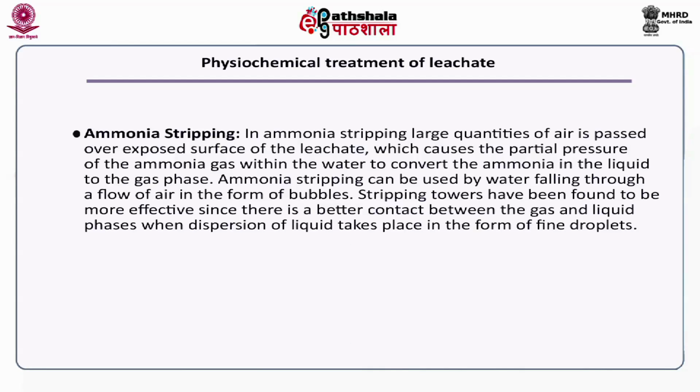The last method in physicochemical treatment that comes under chemical treatment is ammonia stripping. Now, this is mainly used to remove ammonia. In ammonia stripping, a large quantity of air is passed over the exposed surface of leachate and it causes a partial pressure of ammonia gas within the water to convert ammonia in the liquid to the gas phase. Ammonia stripping can be done by water falling through a flow of air in the form of bubbles. Stripping towers have been found to be more effective since there is a better contact between the gas and the liquid phases when dispersion of liquid takes place in the form of fine droplets.